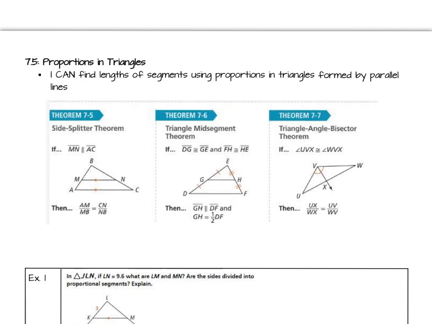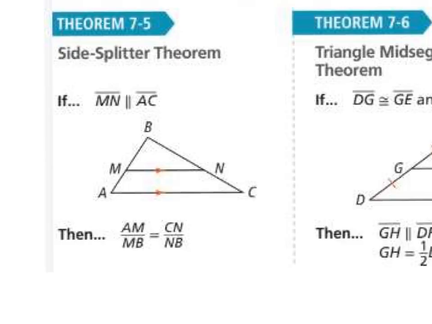Our final lesson in topic 7 is 7.5, proportions in triangles. We're going to take a look at 3 theorems down below that help us create similar triangles. The first one is called the side splitter theorem.